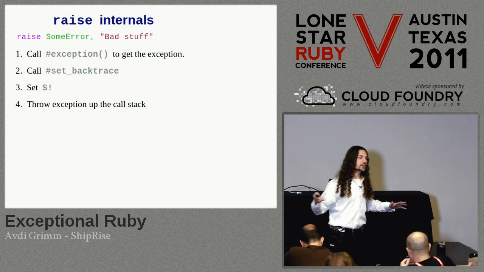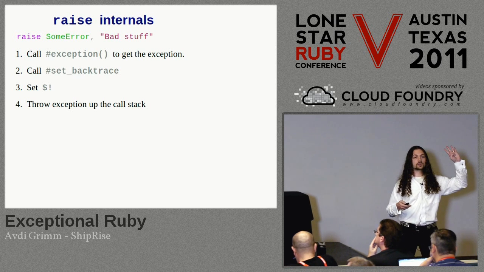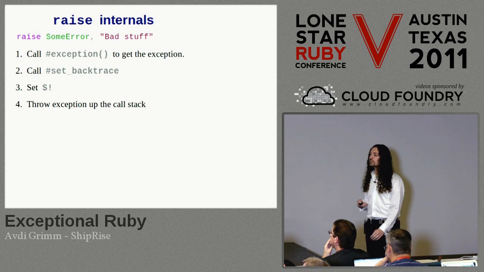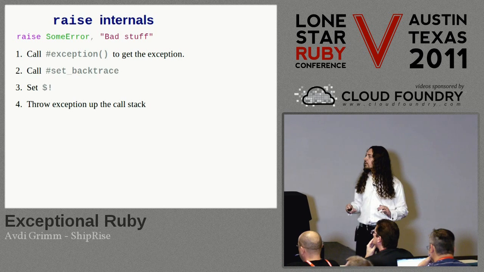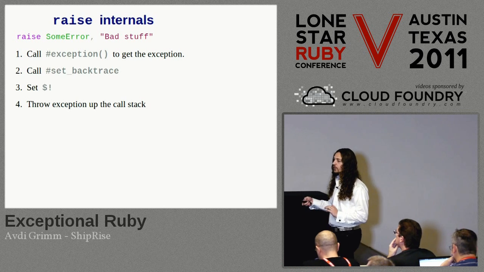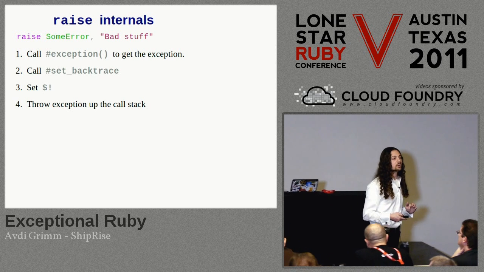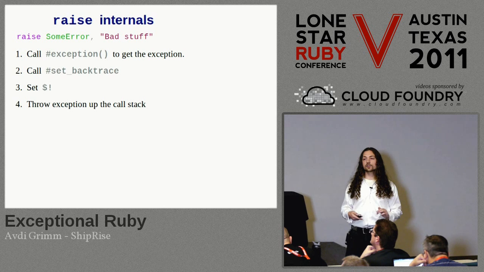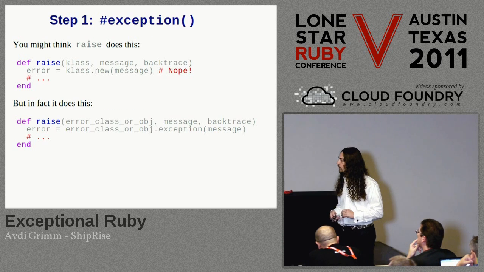What is raise doing inside anyway? Well, raise has basically four steps to it, if you look at its implementation. The first step is getting the exception object. The second step is setting the backtrace. The third step is setting the error info variable. And the fourth step then is throwing the exception up the call stack.